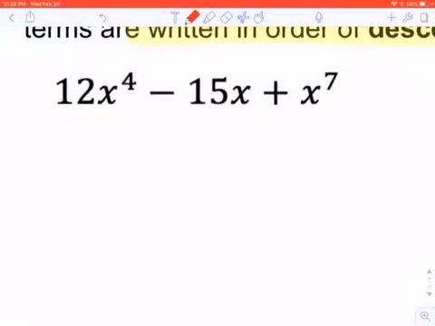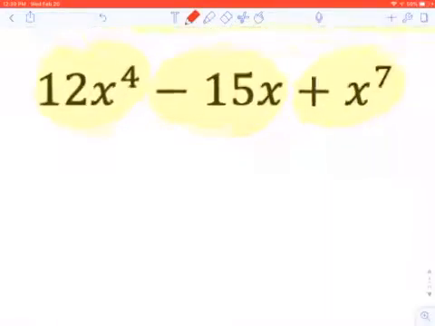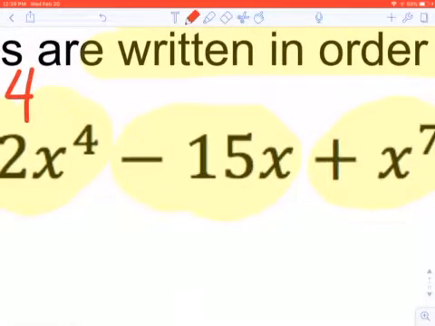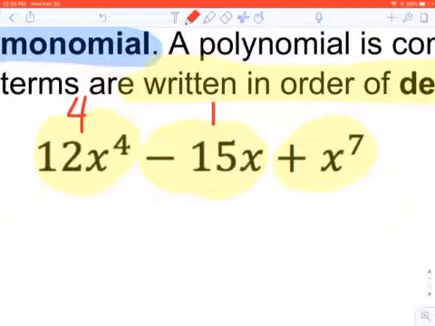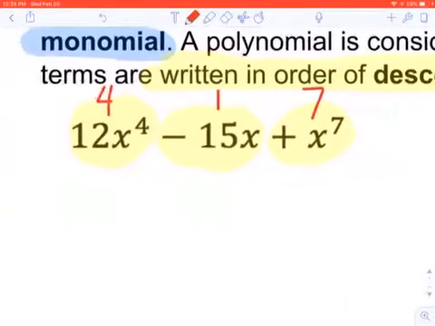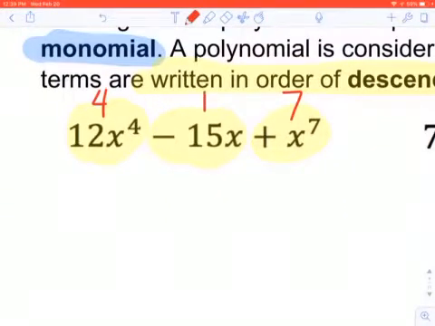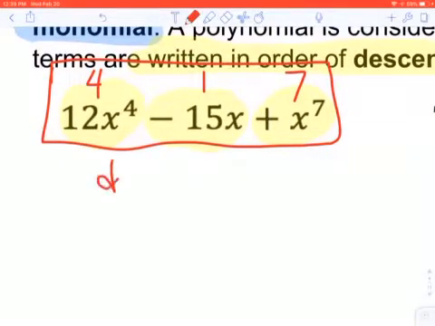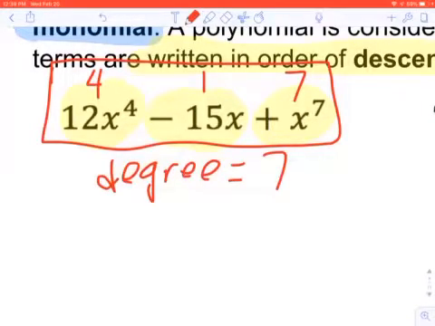Here's a trinomial. There are 1, 2, and 3 terms. If we look at the first term, 12x to the fourth, that has a degree of 4. The second term, minus 15x, has a degree of 1. And the third term, x to the 7th, has a degree of 7. So the degree of this entire trinomial, this whole thing, we do not add up those numbers. We do not add up 4, 1, and 7. The degree of this entire thing is just equal to the largest number you see. So the whole thing is degree 7.